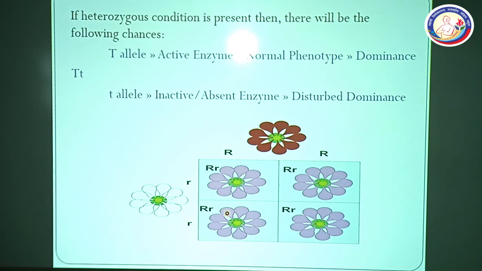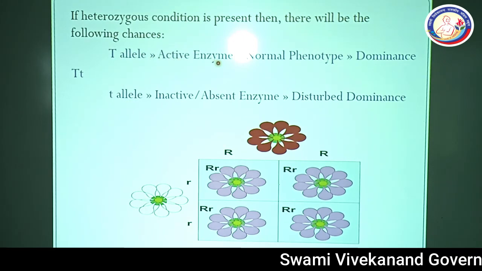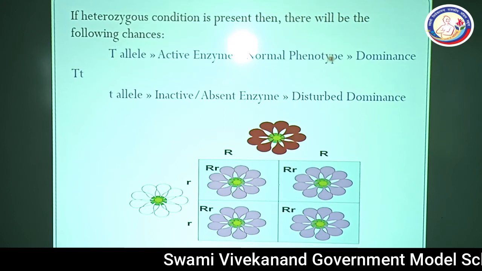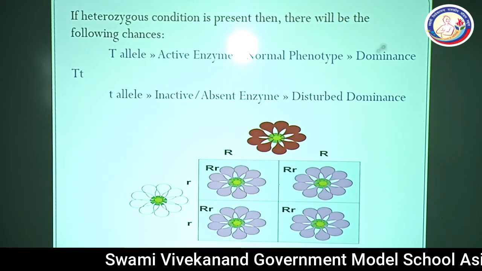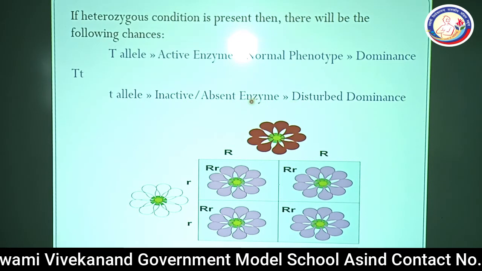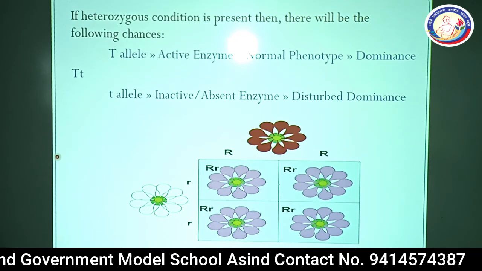On the other hand, if the heterozygous condition is present, then there will be the following chances. In the heterozygous condition, capital T small t, you can see the effect of the T allele and the effect of the small t allele. The capital T allele will form the active enzyme. It will be responsible for expression of the normal phenotype, and it will cause dominance. On the other hand, the small t allele is inactive or has absence of enzyme, and it will disturb the dominance.